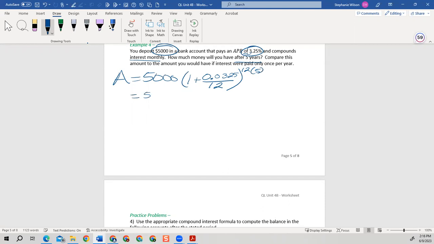So now I'm going to do this in steps again. We need to clean up inside this parentheses. And you can go ahead and say, what is 5 times 12, right? That's 60.